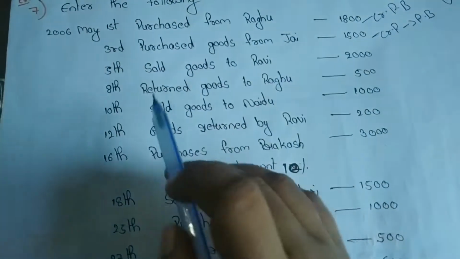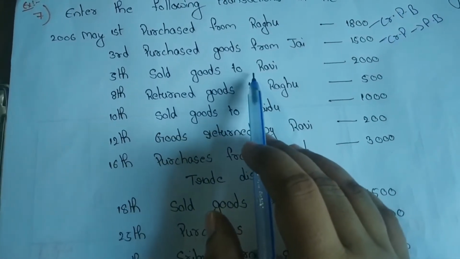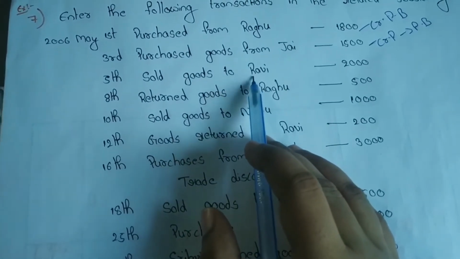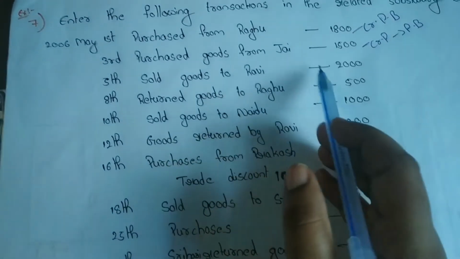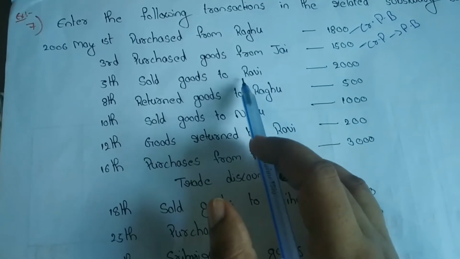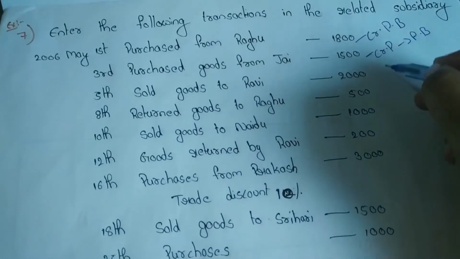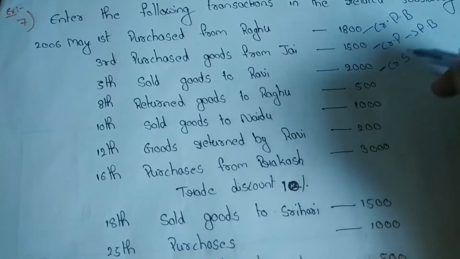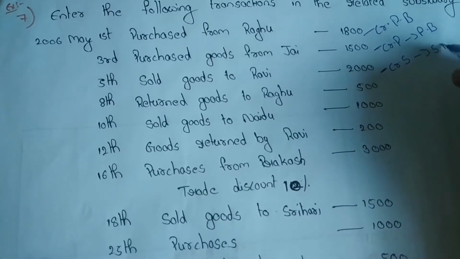Clear? Next one, on 5th, sold goods to Ravi. Here Ravi is the customer to our business and we sold goods to Ravi, 2000 rupees. And here we did not provide any sales discount to the customer. So it was a credit sale. Ravi bought goods on credit basis, so it comes under the sales book.